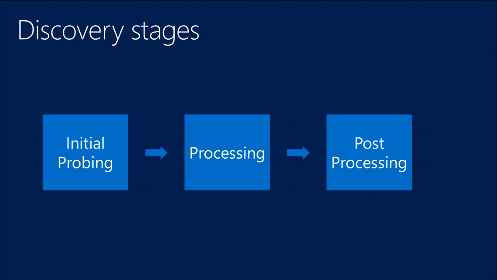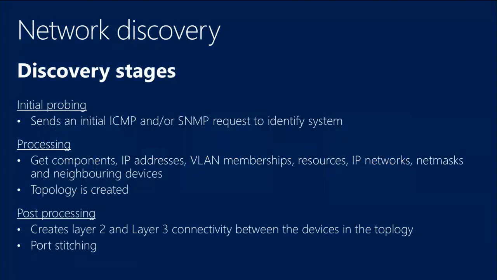And I'll go into detail on these phases so you have a clear understanding of what we're doing while we're adding these devices and while you're waiting for them to show up in the console when you're adding them through the wizard. So the initial probing phase is where we actually will do an ICMP ping and/or an SNMP get to that system. And I say and/or because you might have disabled ICMP and don't want us to ping the device. And within the discovery, you can actually set it to use only SNMP.